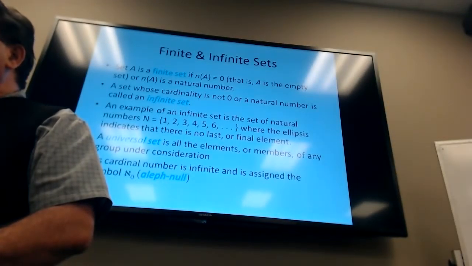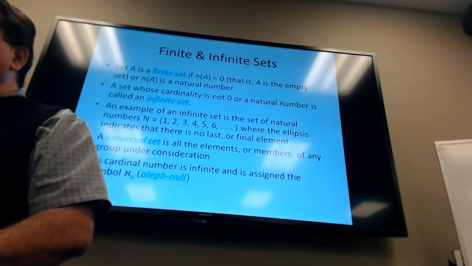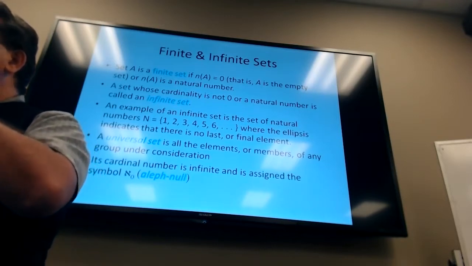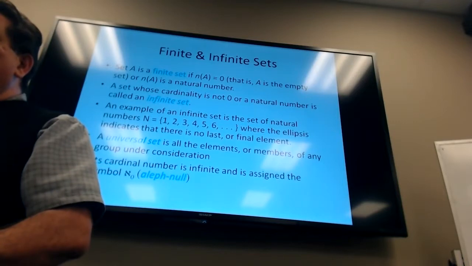A universal set is the set of all the elements or members of any group under consideration. Its cardinal number is infinite and its symbol is, actually not X, aleph null. This is a universal set. Just know the language, know the terminology.